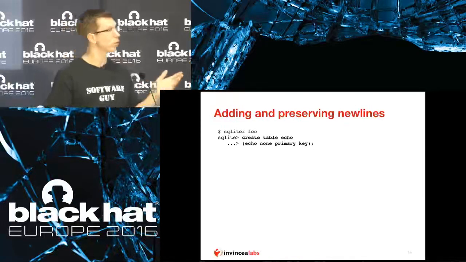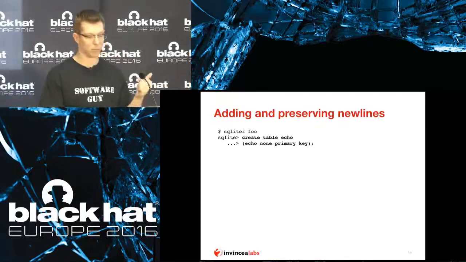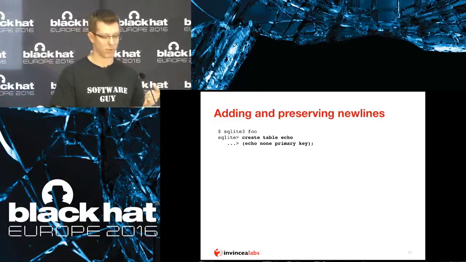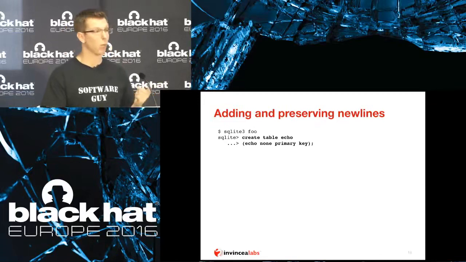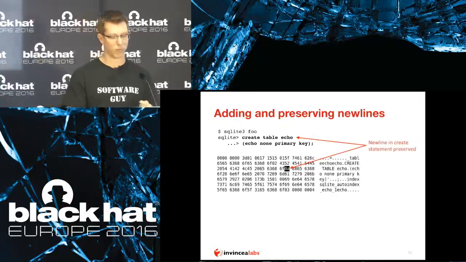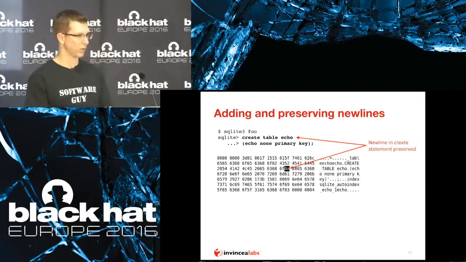What we have here is a simple create table statement. We're creating a table named Echo. It's got one column, whose name is Echo. And you might be asking yourself, why did you put those things on separate lines? You can put that all in one line. And the reason is because SQLite, when you run that create statement, actually preserves that new line character.